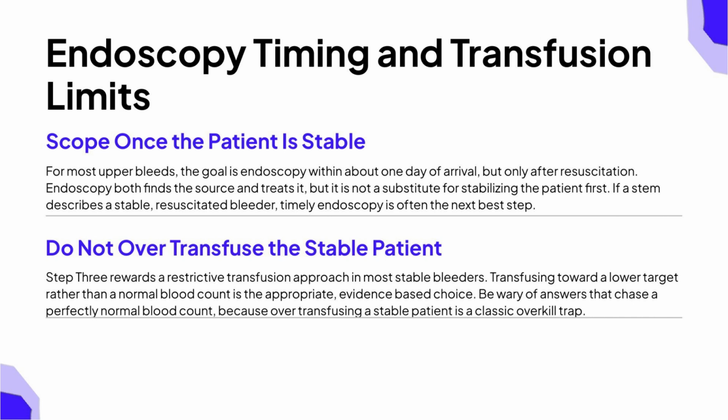So if a STEM describes a patient who is now stable and well resuscitated, timely endoscopy is frequently the next best step. Second, transfusion limits. Step 3 rewards a restrictive transfusion strategy in most stable bleeders. That means transfusing toward a lower target rather than trying to reach a perfectly normal blood count.